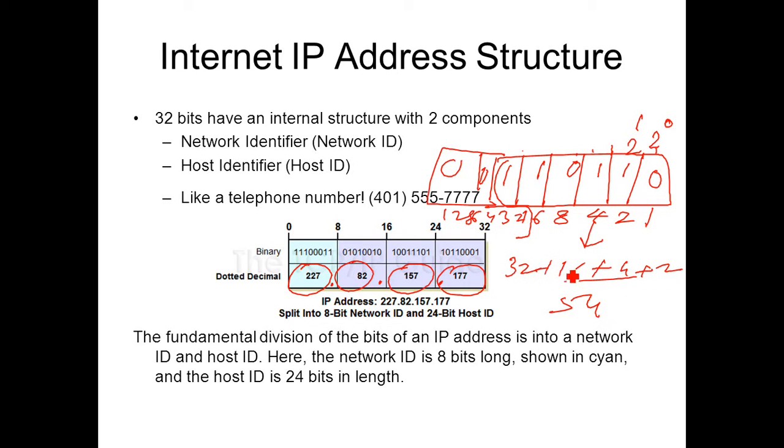So 32 plus 16 is 48, 52, 54. So if you convert this particular binary number into decimal, this is 54. And similarly, you can convert any decimal number into binary. So 177, it is very easy.